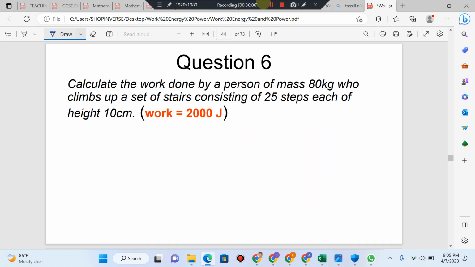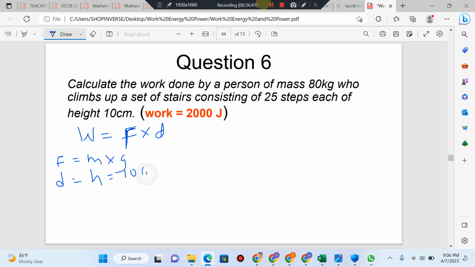Calculate the work done by a person of mass 80 kilogram who climbs up a set of stairs consisting of 25 steps, each of height 10 centimeters. How do you calculate the work done? The formula for work done is force multiplied by distance. Take notes that we don't have the force, we only have the mass. So how do we get the force here? The force is equal to mass multiplied by gravitational field strength. Okay, good. And how do we get the distance?